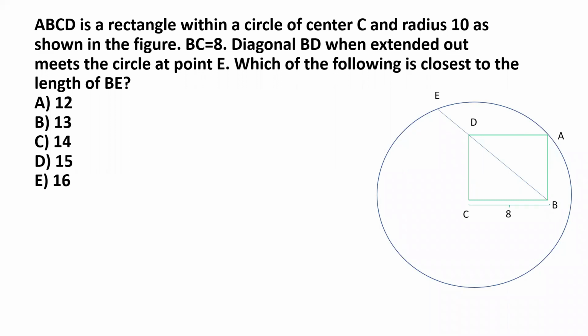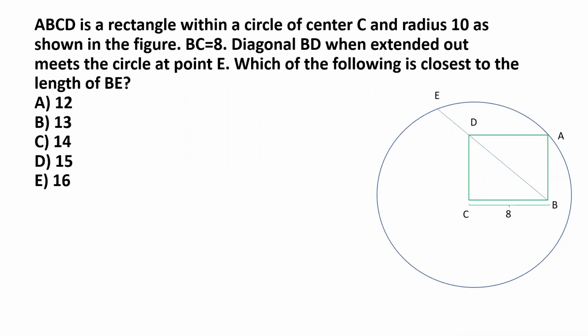ABCD is a rectangle within a circle of center C and radius 10 as shown in the figure. BC is equal to 8. Diagonal BD when extended out meets the circle at point E. Which of the following is closest to the length of BE?